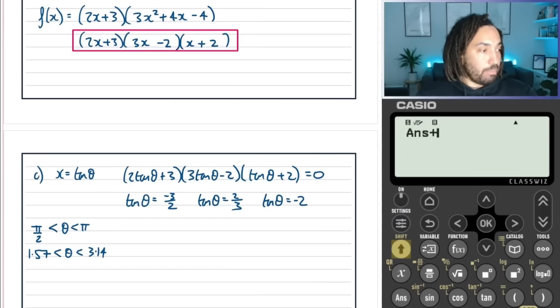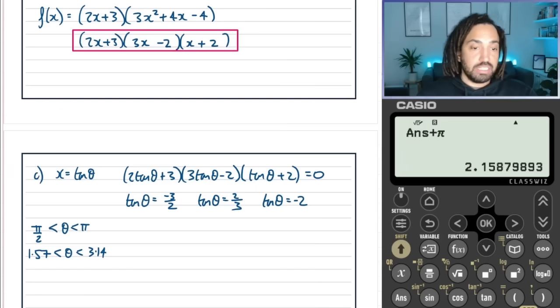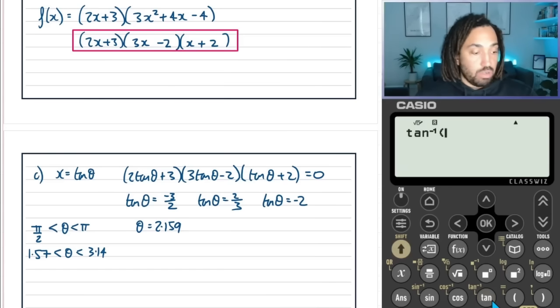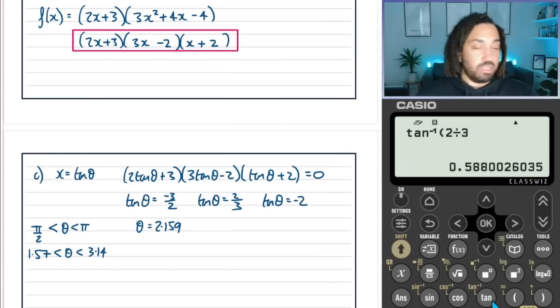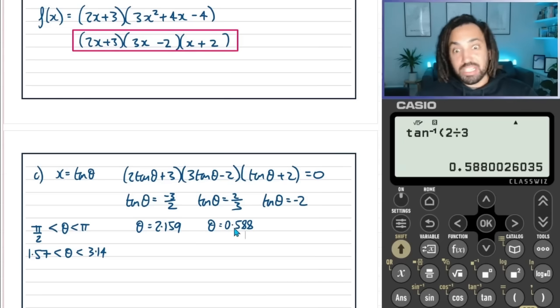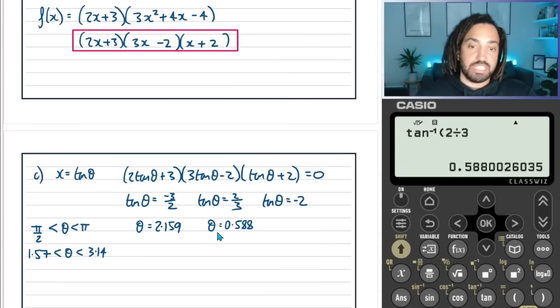So if I add on pi, still getting used to this calculator. We get that, and that is in the range. So we can say that is 2.159. Okay, and then for the next one, we can go shift tan of 2/3, and that gives us 0.588. That's outside of the range, and if we add pi to it, that will still be outside of the range, so that's actually no good.